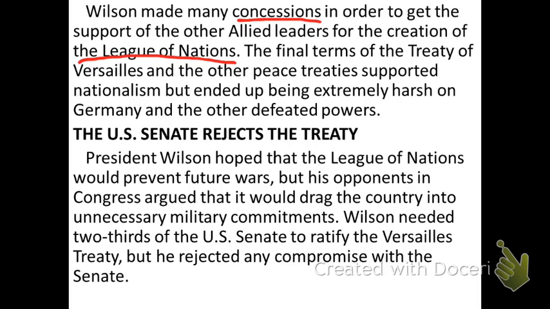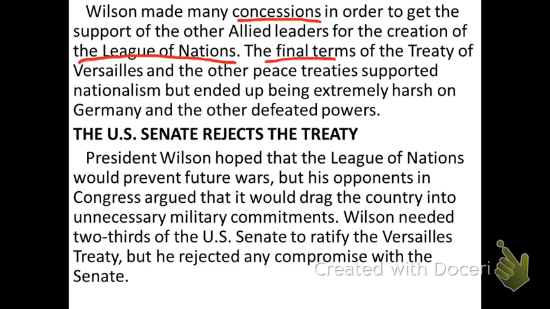Anyway, as I was saying, Woodrow Wilson had to make many concessions in order to get the Allied leaders to go along with the creation of the League of Nations. As I was saying when I was interrupted, the League of Nations was his top priority. Of his 14 points, this is the one he felt was the most important. So he made certain concessions in terms of the treatment of Germany in the Treaty of Versailles in order to get the League of Nations to be born.